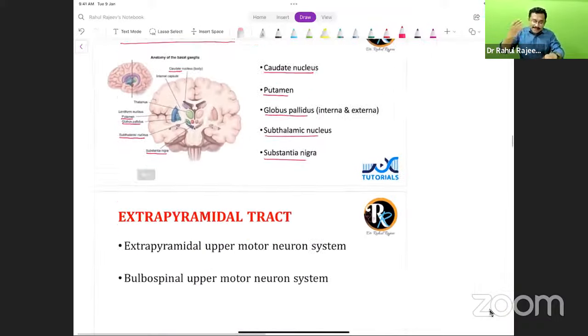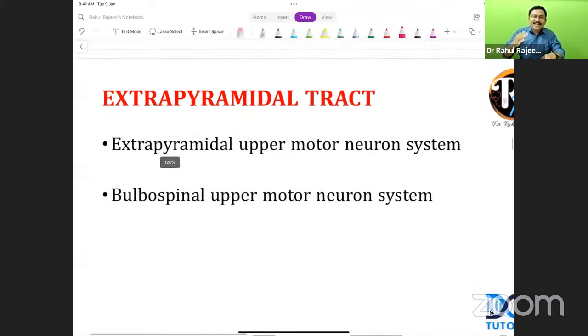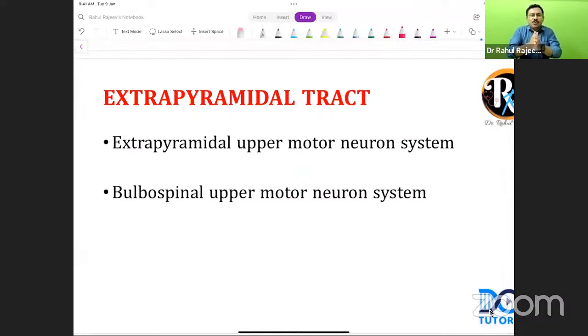So there are descending tracks. What are these descending tracks? My dear students, this is what you call the extrapyramidal tract. In addition to the classical upper motor neuron system, you've got the extrapyramidal upper motor neuron system. And since the majority of these tracks originate from the nuclei in the brainstem, what name can I call it?